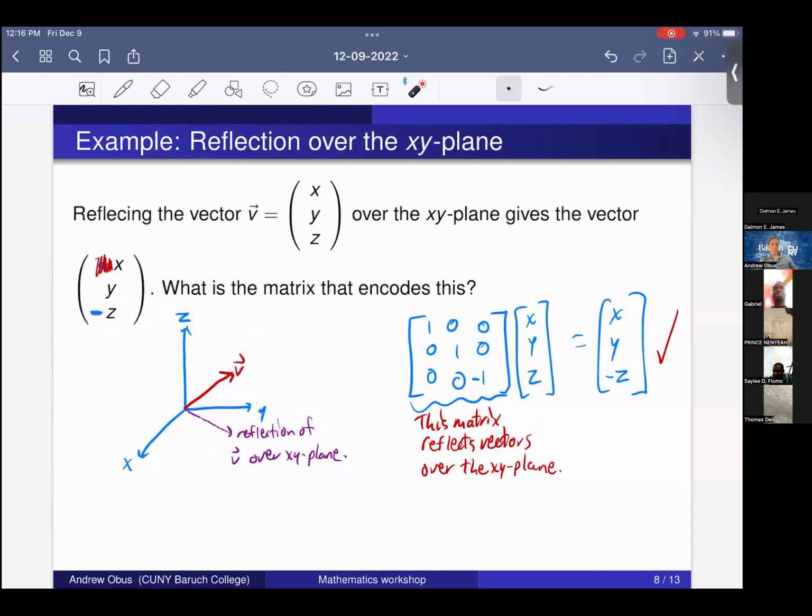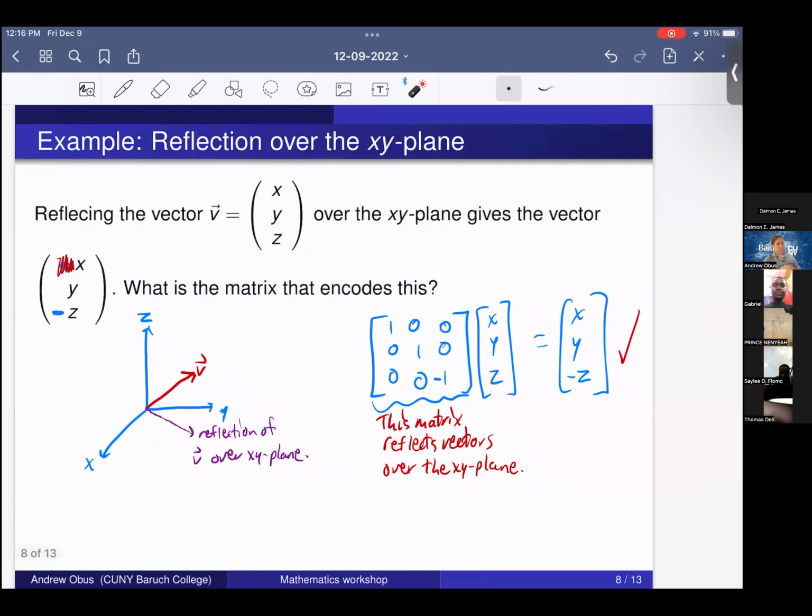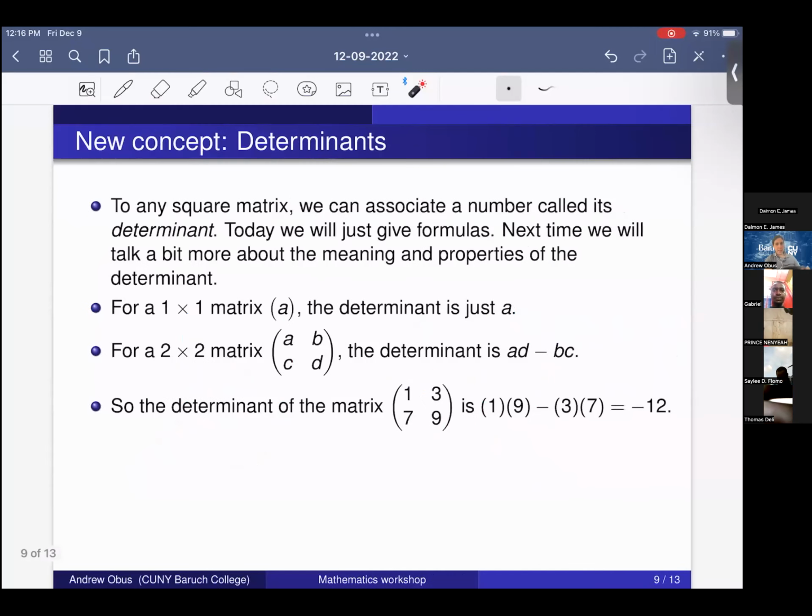All right, other questions? Okay, so for the last 10 or 15 minutes, let's start a new concept, which will be easier at the start. It's going to be calculational. To any square matrix, there's something called a determinant. I'm just going to mention what a determinant is today, but next week we'll talk about what it means, how you calculate it, and why it matters. Today we're just going to define it.